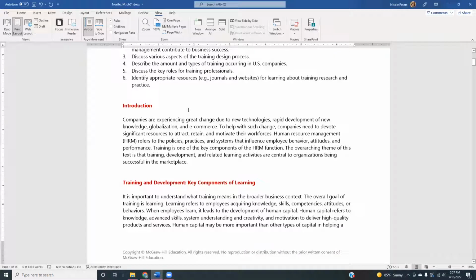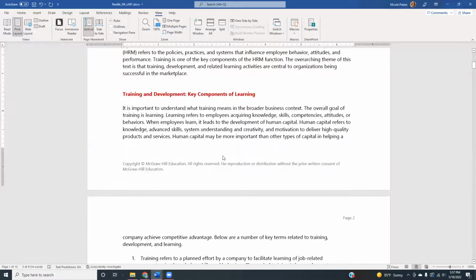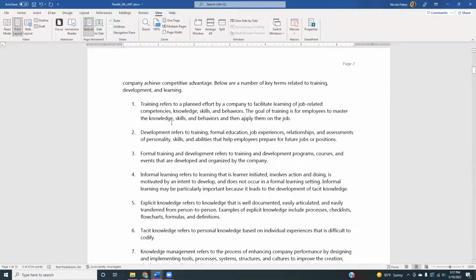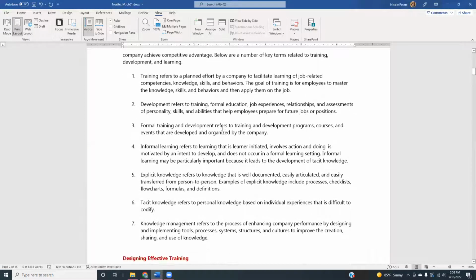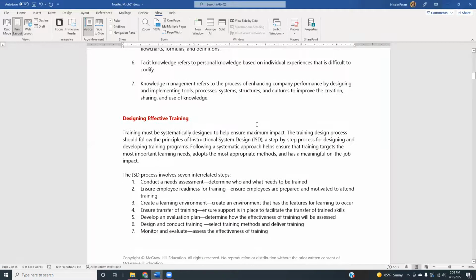In addition, you'll learn a little bit about the different training and development key components of learning. So here are some key terms related to training, some definitions that you might need to know. And then you'll take a look at different areas. Let's go ahead and take a look at designing effective training. So this is really where the meat of the chapter starts, and it talks about how training is a systematic process.